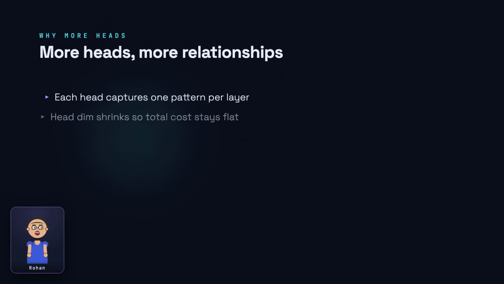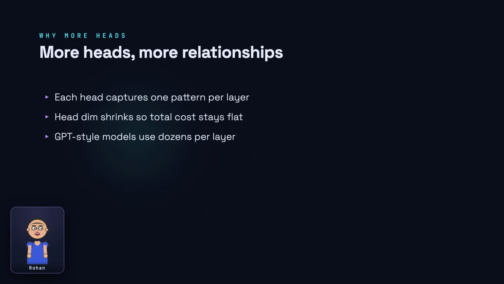More heads means more distinct relationships a single layer can capture at once. There's a neat trade. The more heads you add, the smaller each head's dimension, so the total compute stays roughly fixed. Large models often use dozens of heads per layer, stacked across dozens of layers, which is how they track grammar, references, and meaning all together.